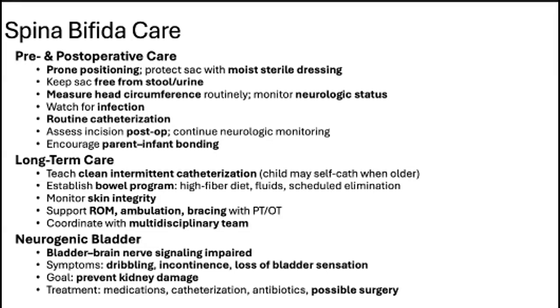We need to prevent kidney damage. So for that, we're going to be doing medications, catheterizations, antibiotics, or even surgeries, because they're not going to feel that the bladder is getting full. So if the parents aren't doing routine catheterizations, we can have that urinary stasis that can create a risk for infections. And we know that recurring infections, depending on how it goes, could lead to kidney damage. So possible complications: urinary retention, leakage, UTIs, kidney damage.